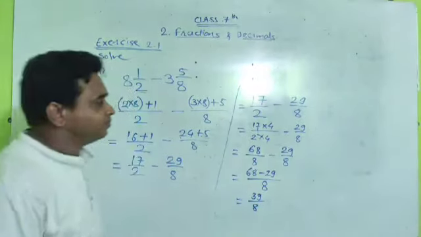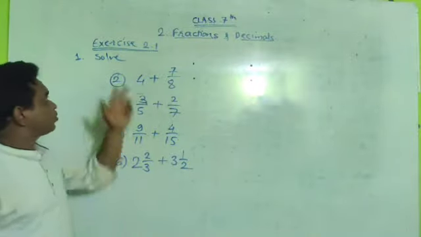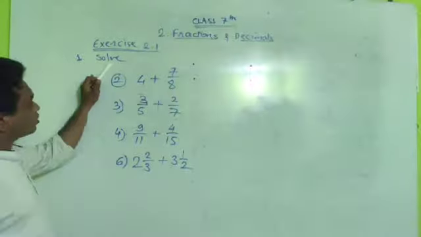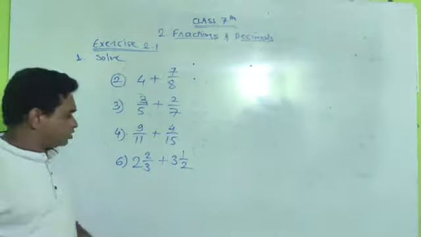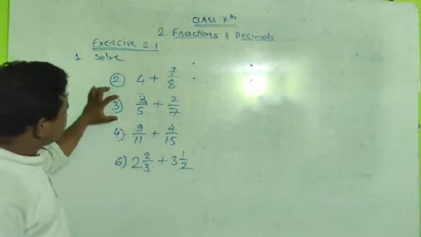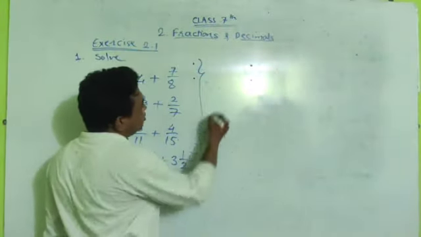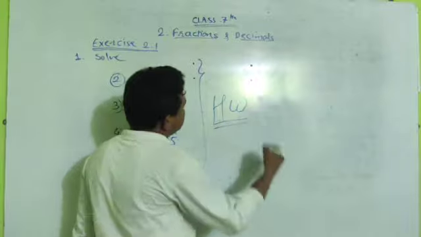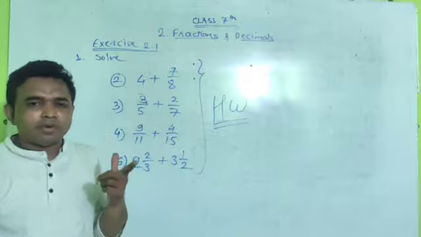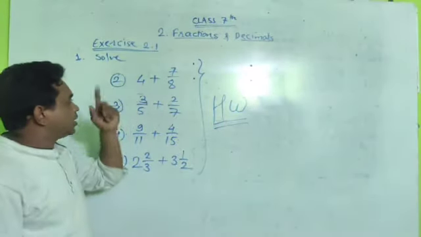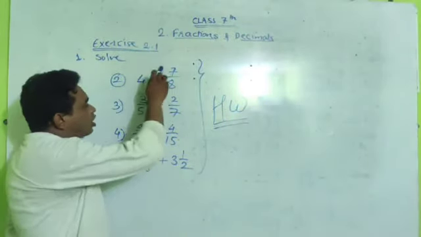Yes students, in exercise 2.1 we solved some examples from the first question. Here we solved example number 1, example number 5, and example number 7. Now question number 2, question number 3, question number 4, and question number 6, all these 4 examples are homework for you. Students, just do all the steps by yourself. If any step confuses you, then make a special mark at that step, and try to solve all these examples.